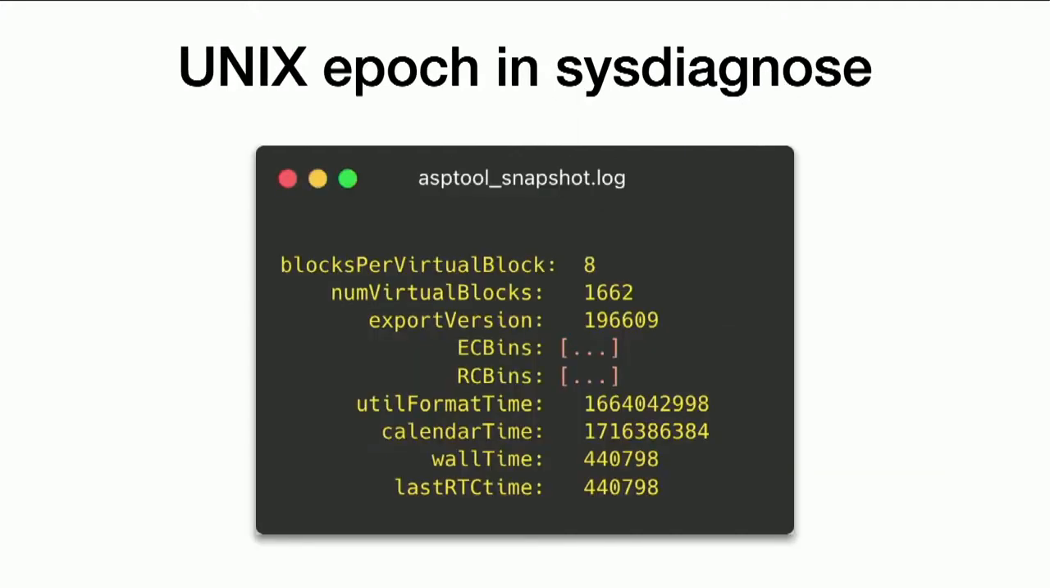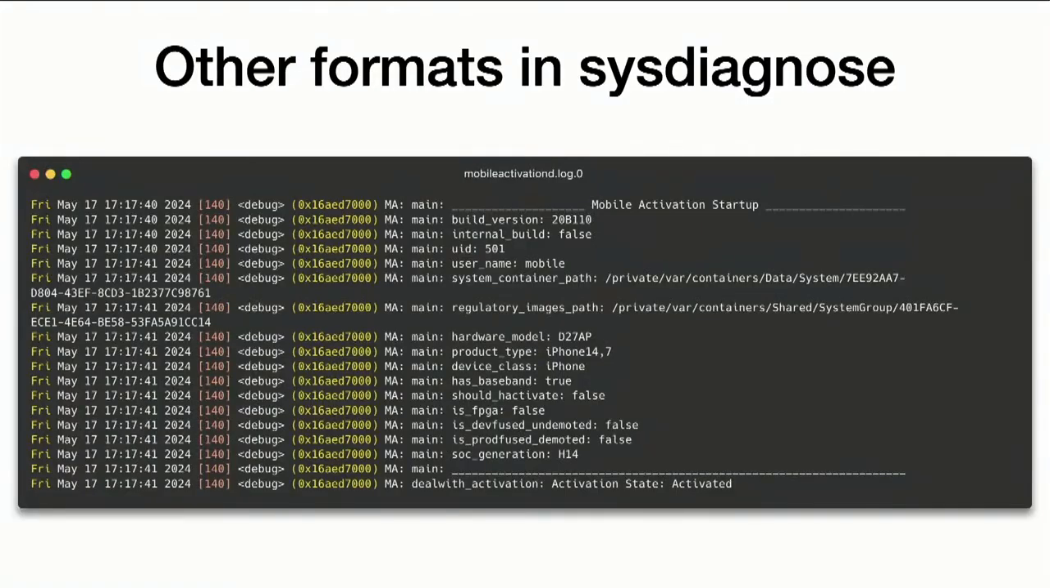Then the Unix epoch, for example, here in the calendar time of the ASP snapshot log, we can see a 10-digit value, and it's also indicating calendar time, so maybe it's a time. But there are actually even more, not like the common formats. I've seen in the mobile activation D-log 0 that the time format is a completely different one. We have the weekday and the month, then the day, then the hours, and then the year.